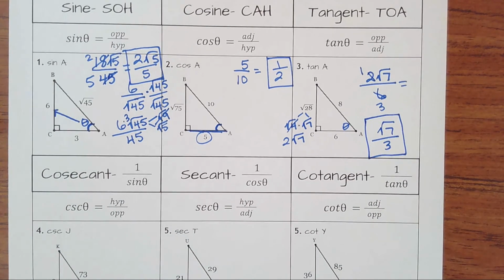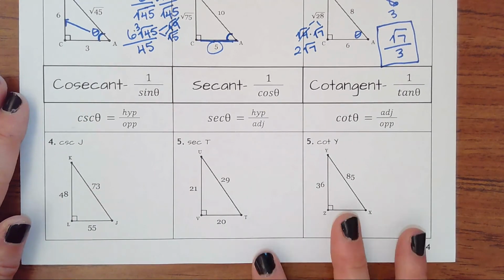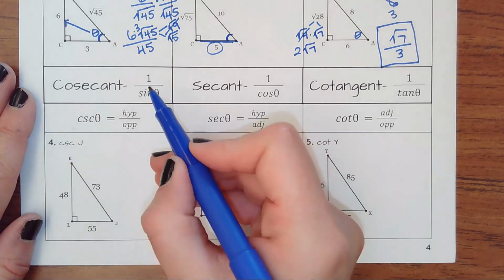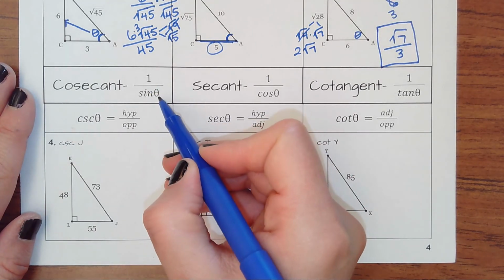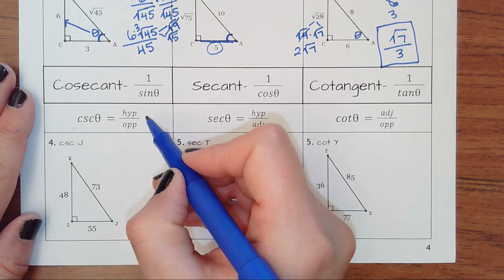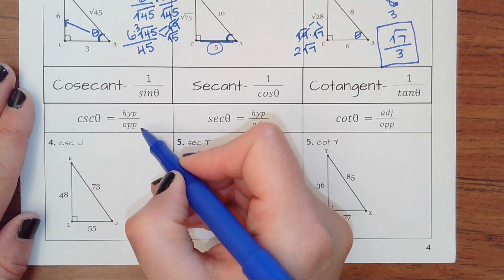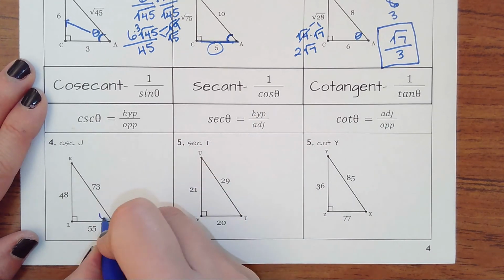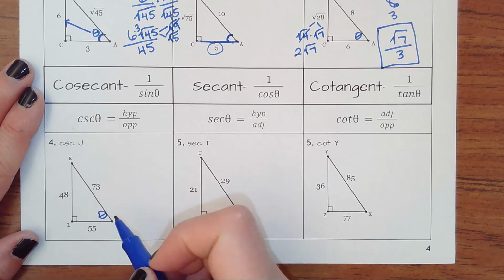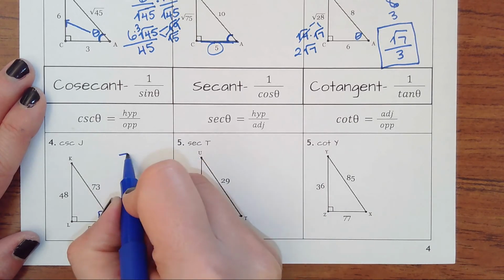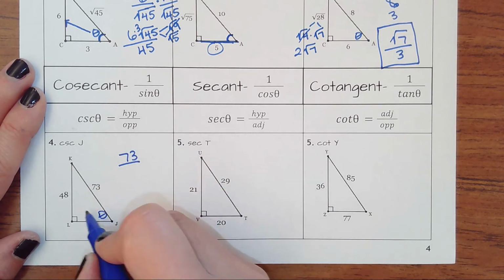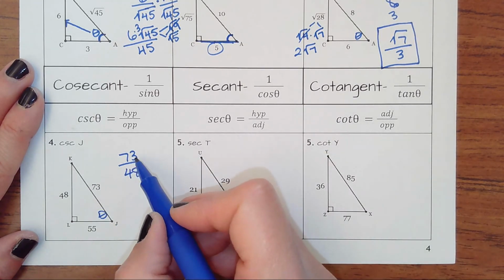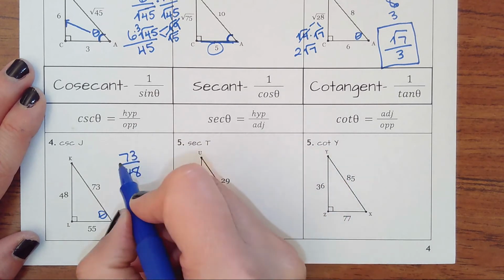All right, now the trickier ones. The reciprocal functions. Cosecant is actually the reciprocal of sine. That's what this means when you put 1 over sine, it's just flipping it. So where sine was opposite over hypotenuse, now we're going to have hypotenuse over opposite, and you somehow have to remember that. Okay, we're going from angle J, so that's our theta. Hypotenuse would be the 73 over the opposite 48. I don't think that can reduce. Nope, so I'm going to leave it like that.